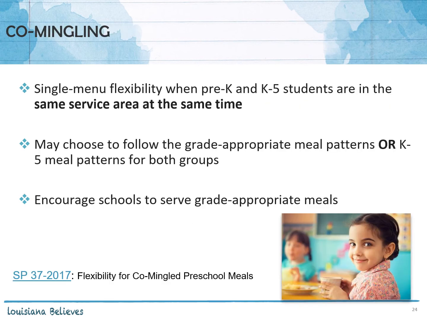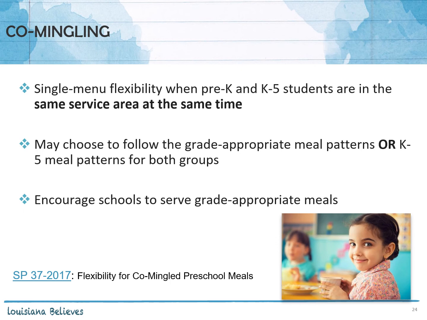USDA released a policy memo on June 30th, 2017 that recognizes that some schools serve meals to preschoolers and grades K-5 students in the same service area at the same time. These commingled situations may create counting and claiming issues because it is challenging to determine during meal service if a child is in preschool or grades K-5, and the meal patterns for each are slightly different.